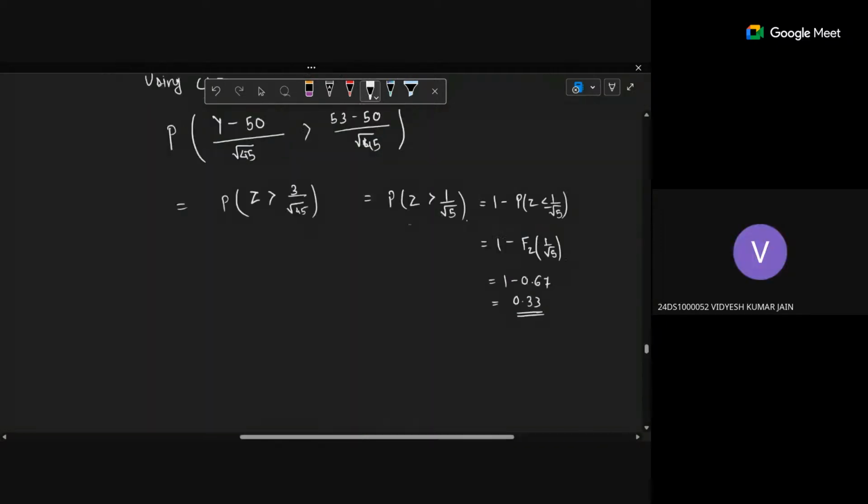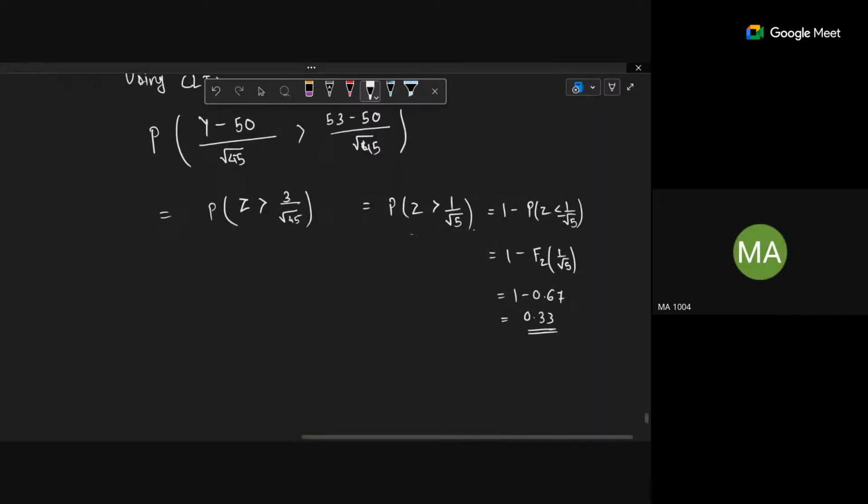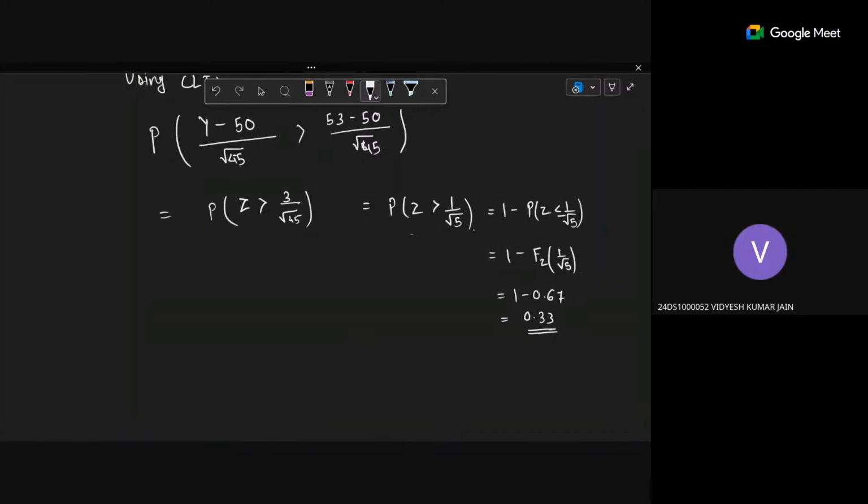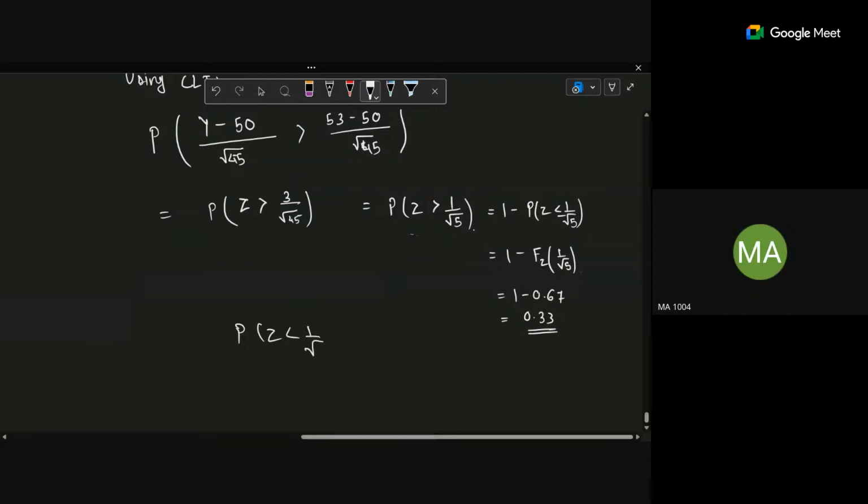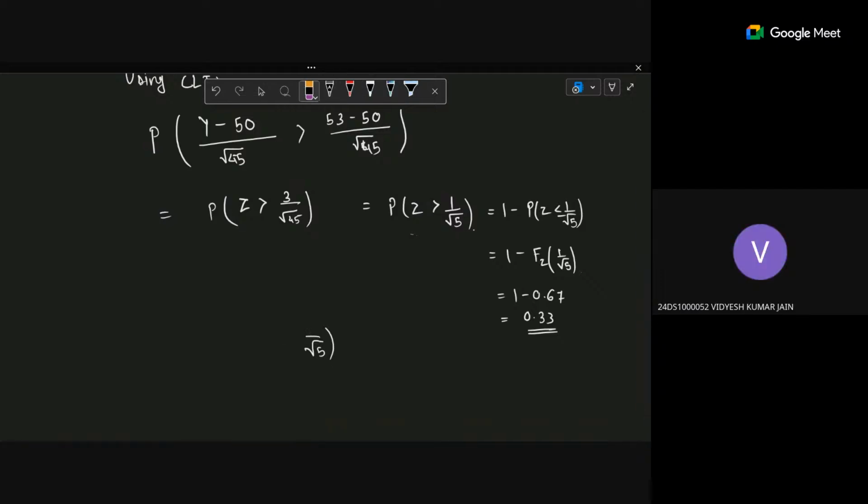Ma'am, if here it were less than, sorry, if z is less than 1 by root 5, that is probability z less than 1 by root 5, then we don't need to do 1 minus. Exactly, because it's a CDF. It's already in CDF format. Yes, correct. Then we directly have to calculate F(z) at 1 by root 5. So 0.67 would be the answer.